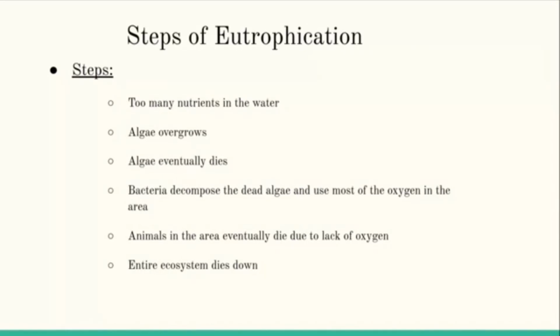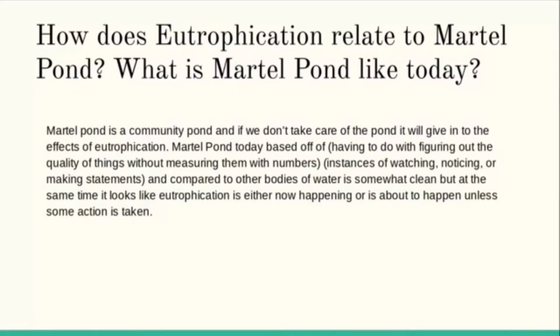So these are the main steps of eutrophication. Firstly, there are going to be too many nutrients in the water, normally due to pollution. Then there's going to be algae overgrowth due to the algae using these nutrients. Then the algae is going to eventually die. The bacteria are going to decompose the dead algae and use most of the oxygen in the area. Then the animals in the area will eventually die due to the lack of oxygen and the entire ecosystem will die down.